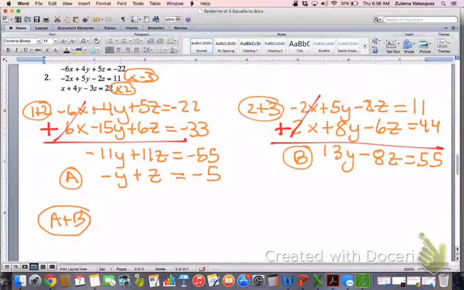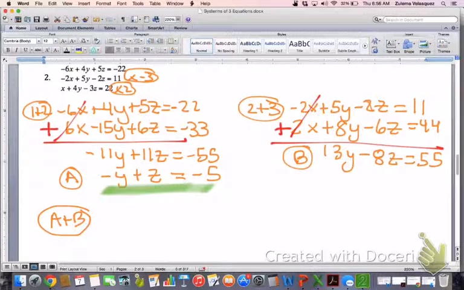So I am going to see that with equation A and equation B, I can probably multiply the first one here. If I want to eliminate the y's, I can multiply by 13. If I want to eliminate the z's, I can multiply by 8. So I am going to go with multiplying the equation by 8 just because it's a smaller number. So I'm going to take the first equation and multiply it by 8 when I rewrite it.